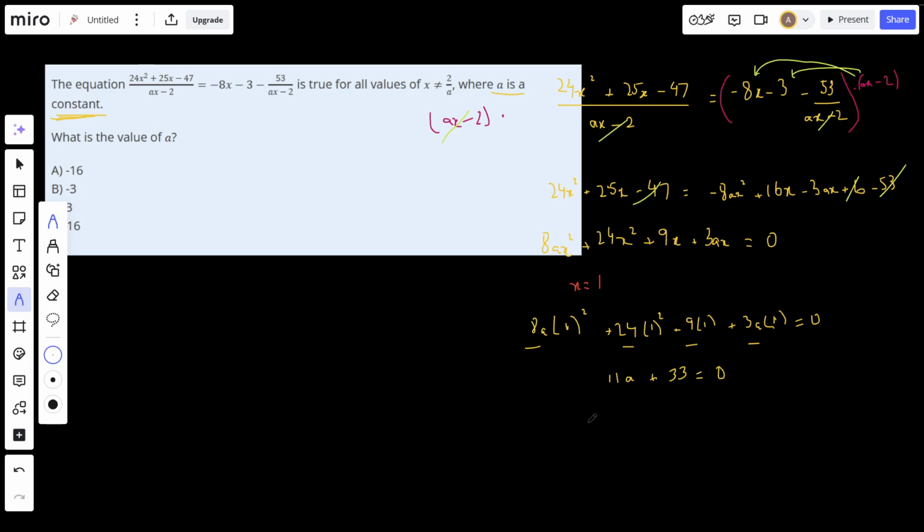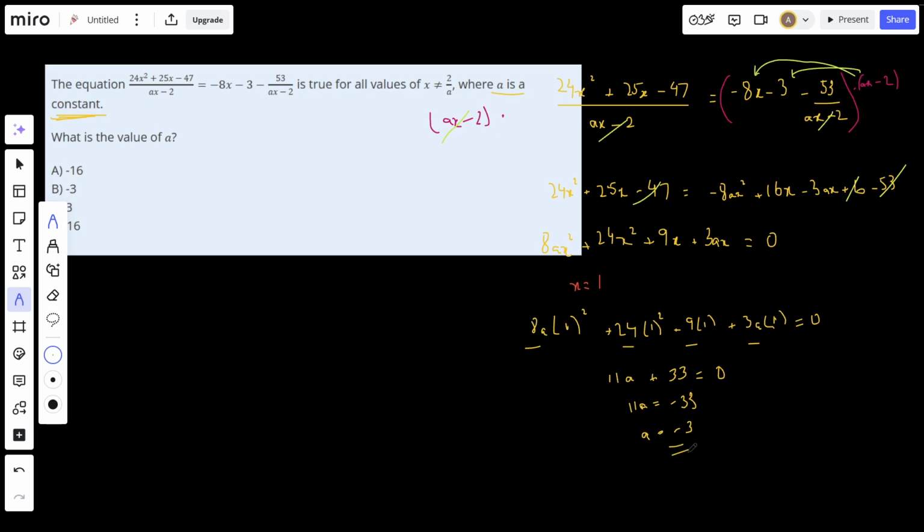So now we can move 33 onto the right hand side, and that would become minus 33. So that's 11a equals minus 33. And now, luckily, we can divide 33 by 11 and it gives us a whole number, so a equals minus 3, because minus 33 divided by 11 is minus 3. And that is our final answer.